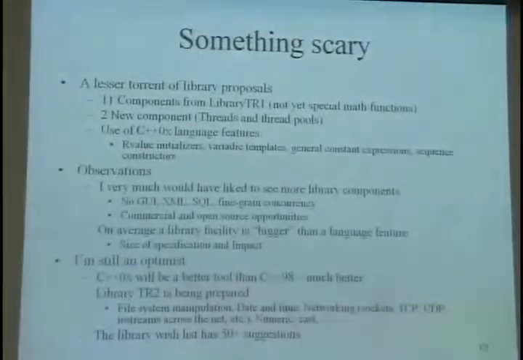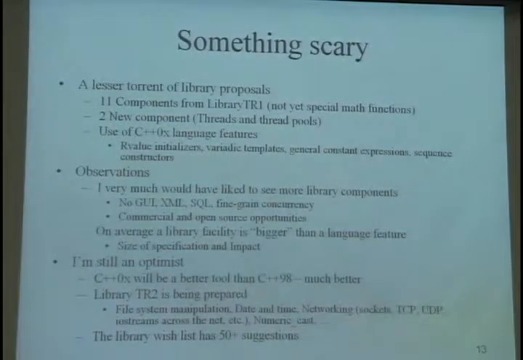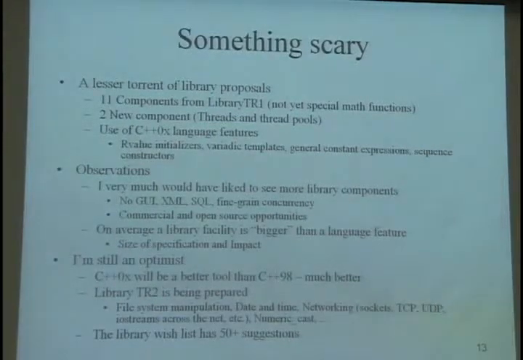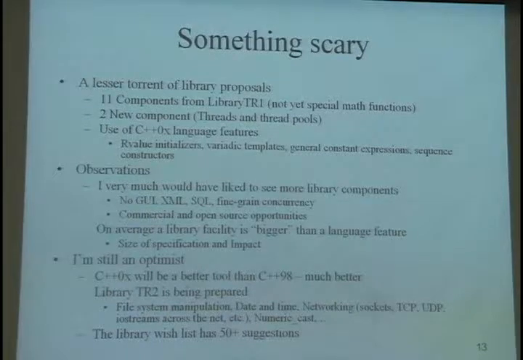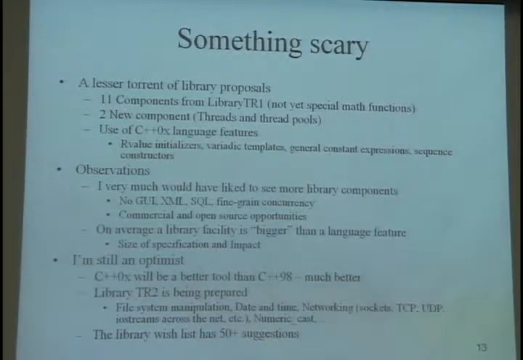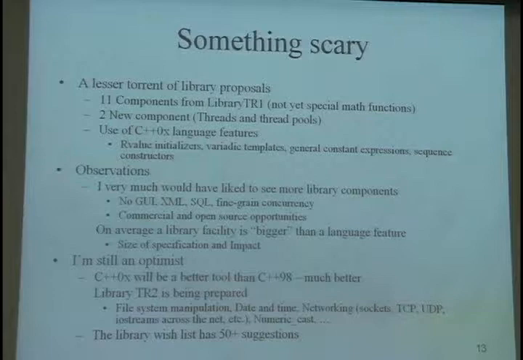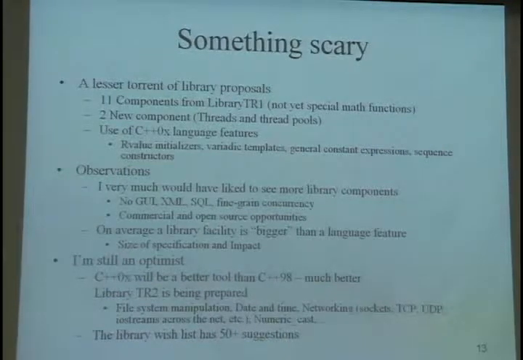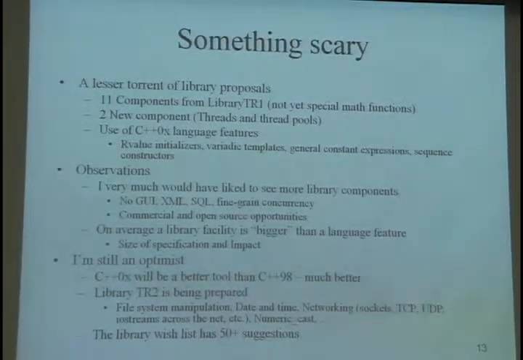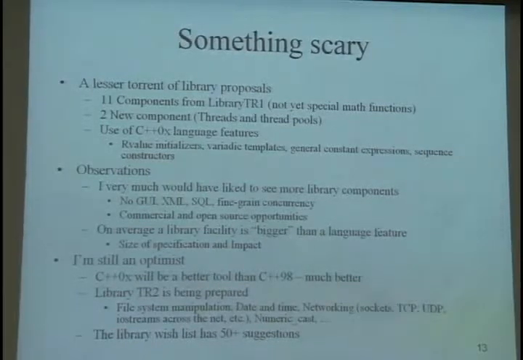Here's something that's scary in the opposite direction. I said we should prefer libraries over language features. And I just showed you a slide that you'd get on the order of maybe 30 new language features. You're not going to get 30 new libraries. There are 11 components from the library TR, out of which are some things like hash tables and regular expressions. They're good stuff, some smart pointers, but nothing earth-shattering. We will get something that is important, namely threads and thread pools.